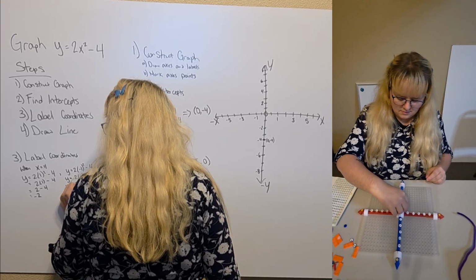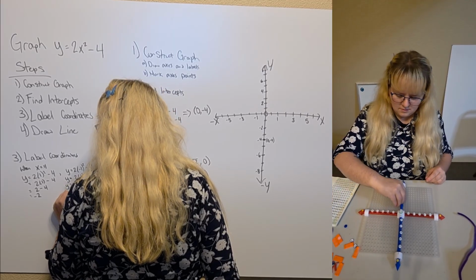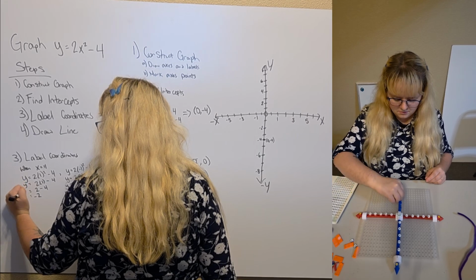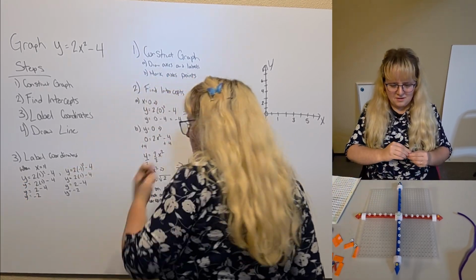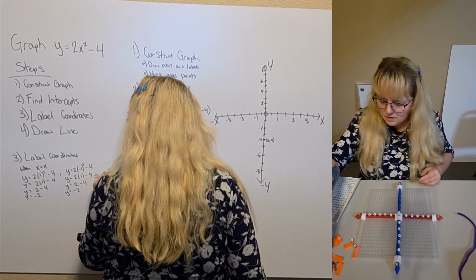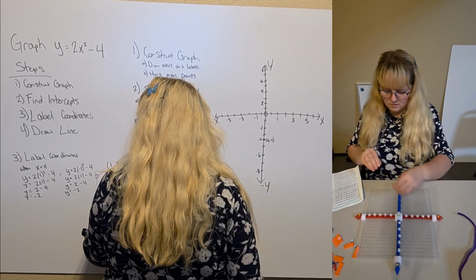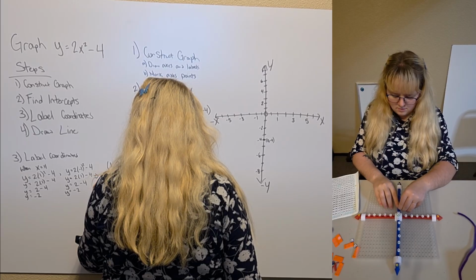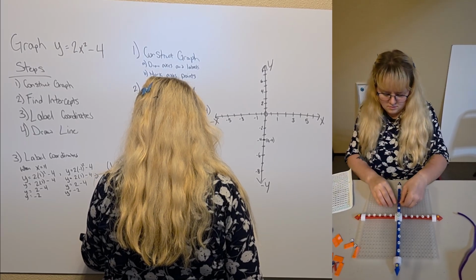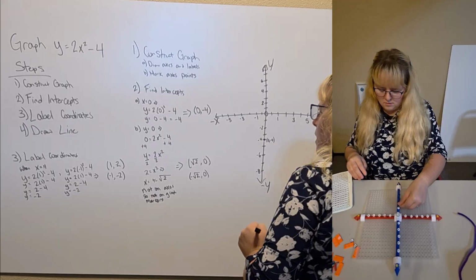And conversely, when x equals negative 1, we know that y equals 2 times negative 1 to the power of 2 minus 4. A negative number times a negative number is a positive number, so negative 1 times negative 1 is 1. And then 2 times 1 is 2, minus 4 is negative 2. So when x equals negative 1, y also equals negative 2.